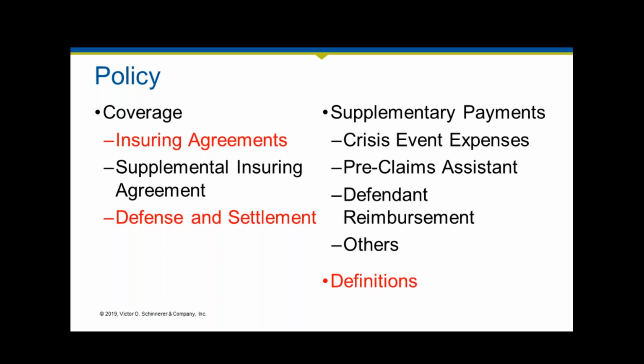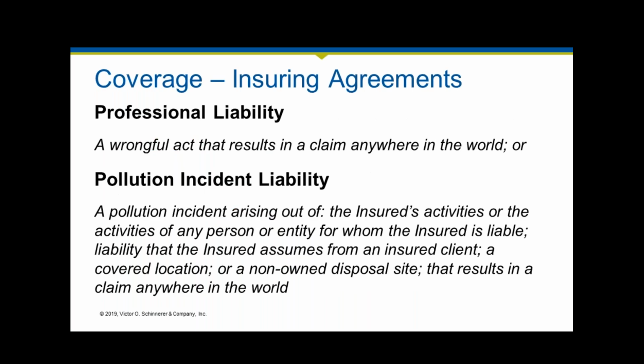Okay, thank you, Kevin. Now let's look at these three highlighted provisions. One is the insuring agreements, and the CNA policy actually has two basic insuring agreements as part of it. The one is the professional liability coverage, and that is defined as coverage for a wrongful act that results in a claim anywhere in the world. It's worldwide coverage. And the other part of it is the pollution incident liability. And that was added about a decade ago or so, I think.